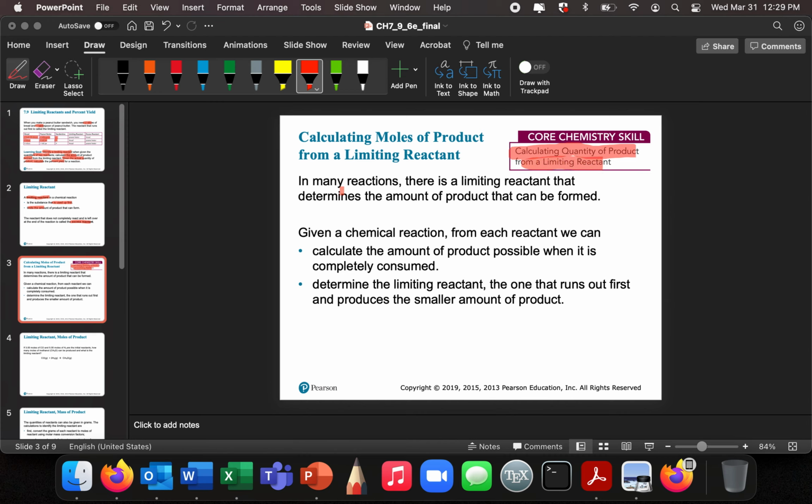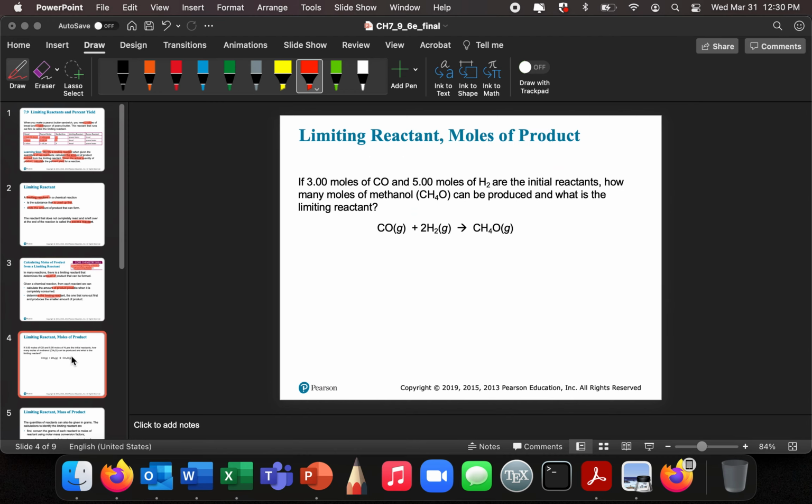In many reactions, there's a limiting reactant. This is how we build our reactions as chemists that determine the amount of product that can be formed. Given a chemical reaction, from each reactant, we can calculate the amount of product possible, and we can determine the limiting reactant, that is the one that runs out first. Okay, so let's do an example.